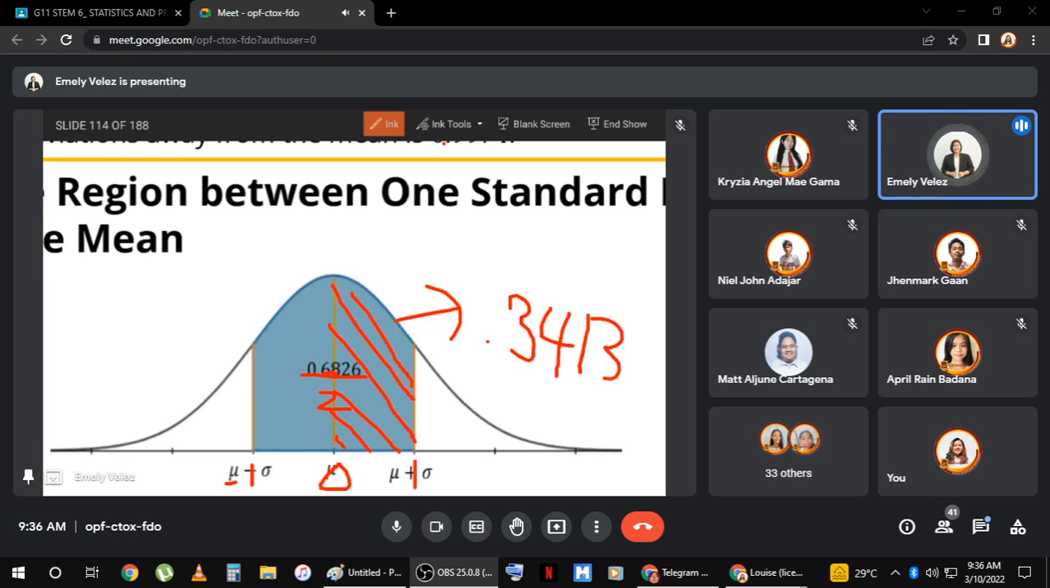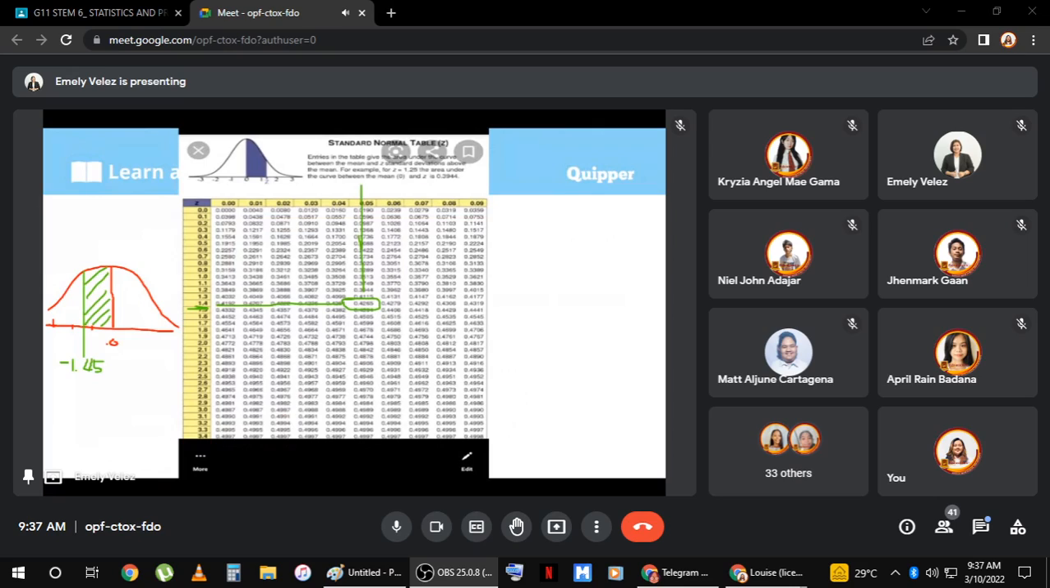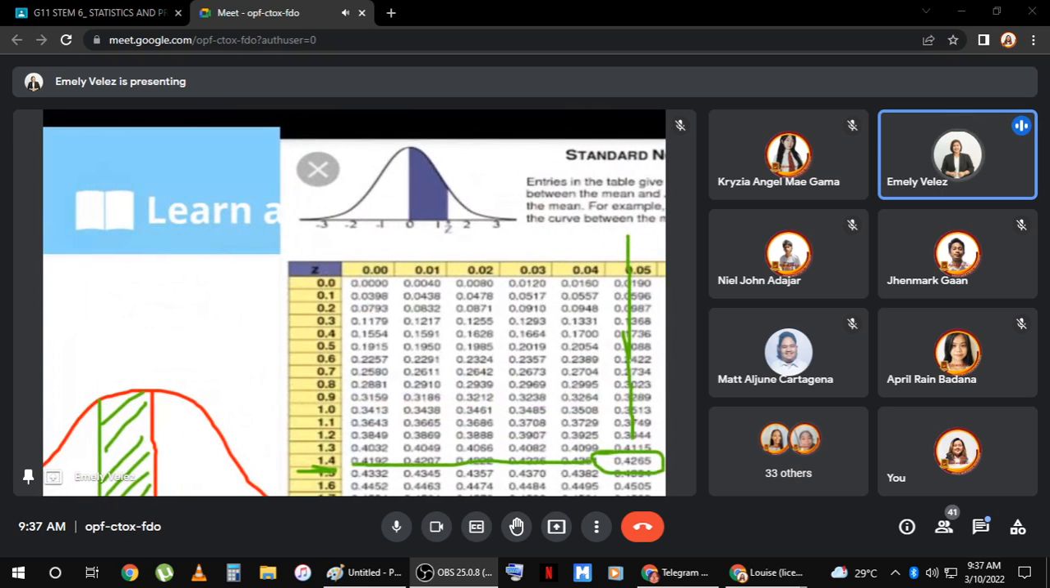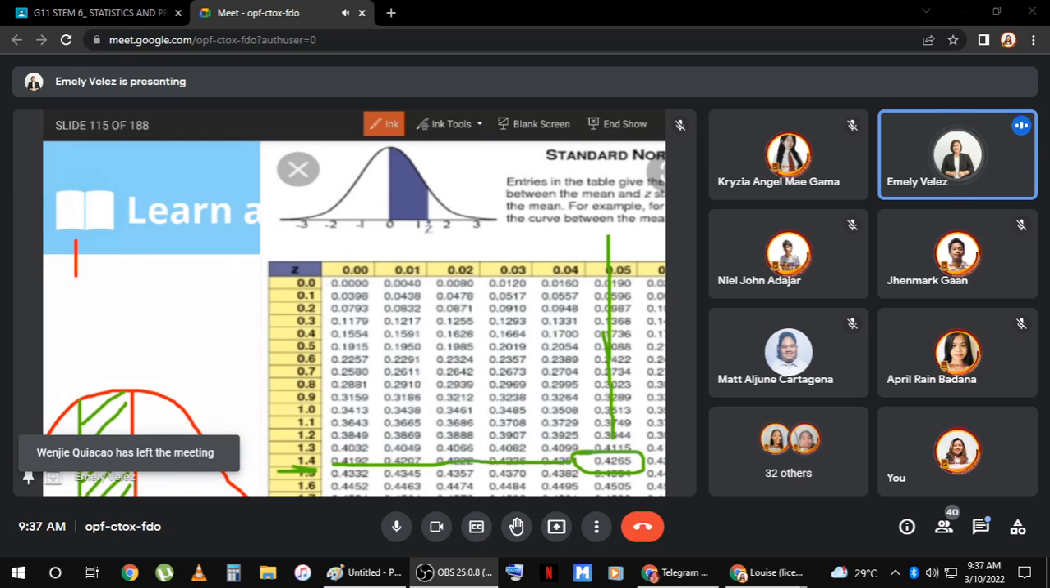Okay, let's continue now. So again, 0 to 1, the area is 0.3413. Let's make use of the Z table to check if this is correct. So this is the Z table. The purpose of the Z table is to give the area from the mean going to any z-score value. Earlier we had 1, mean to 1, the answer is 0.3413. To locate the area from the mean to 1, we make it 2 decimal places, 1.00.